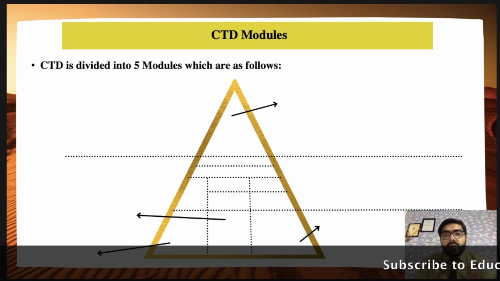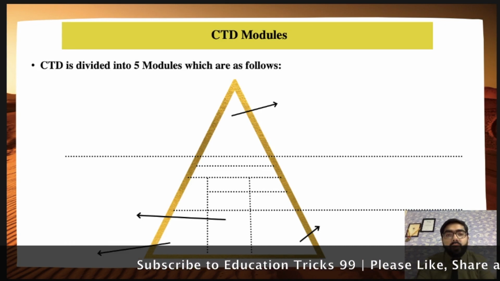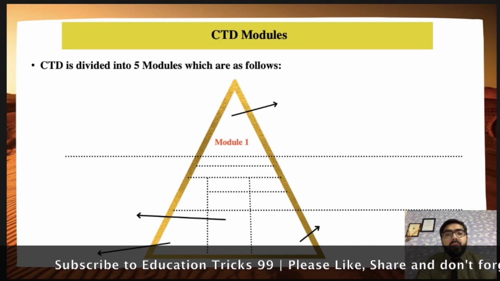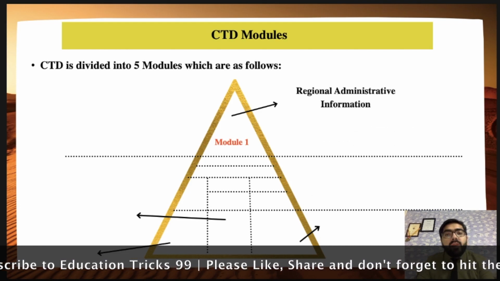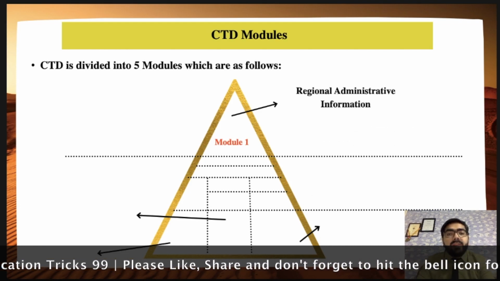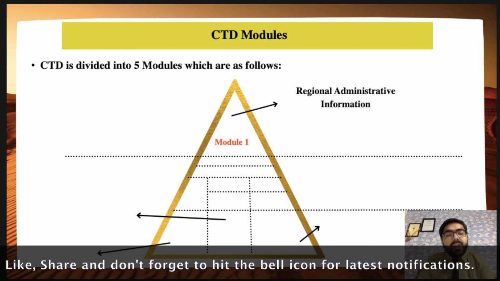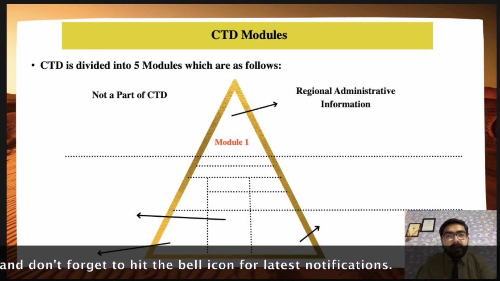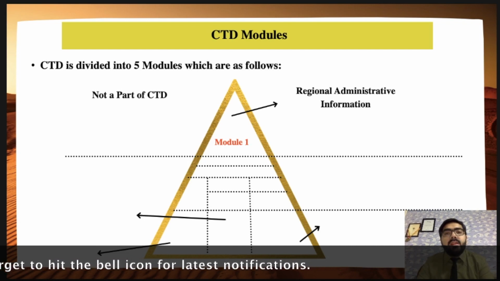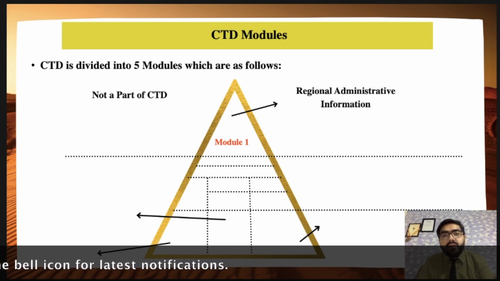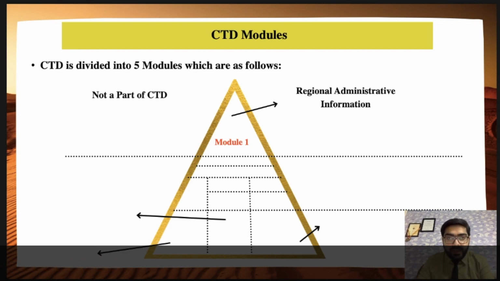Coming to CTD modules, what are the CTD modules? There are 5 CTD modules. Number one is module 1. Module 1 is also called the regional administrative information, and it contains regional administrative information. We will discuss what is included in module 1 to module 5 in the next slides. This module 1 is not a part of CTD.